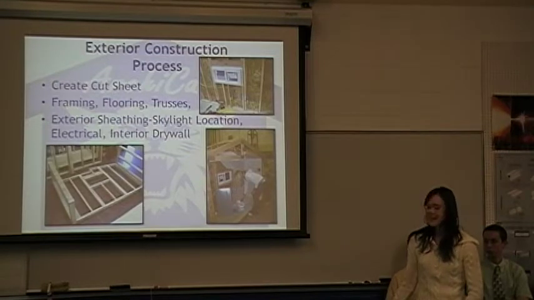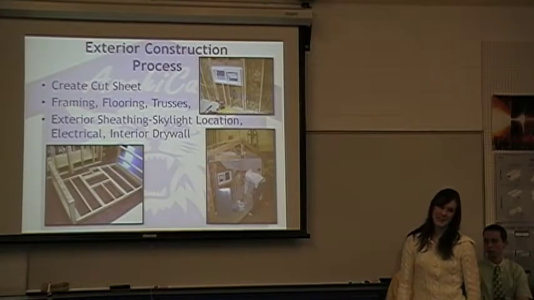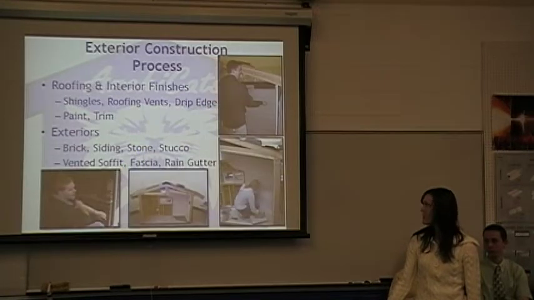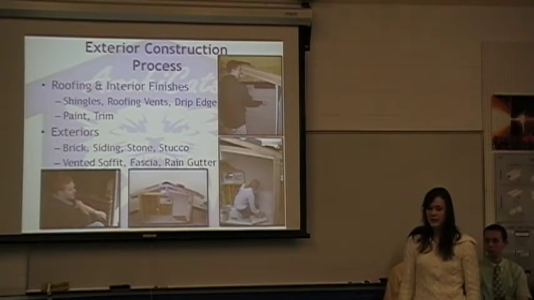And then mine was the exterior model, and when we started out, I didn't have a cut sheet for mine, so I had to go into the lab and make a cut sheet so that I could get all my 2x4 lengths, and then we started framing and put the floor together and the trusses. And then we did the exterior sheeting and the skylight location, all the electrical and interior drywall. And then we moved on to the roofing and the interior finishes. Put the shingles, roofing vents, strip edge around, and then painted the inside, put all the trim on.